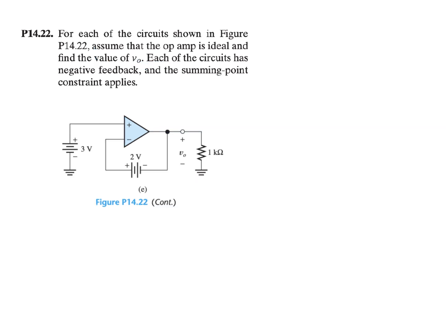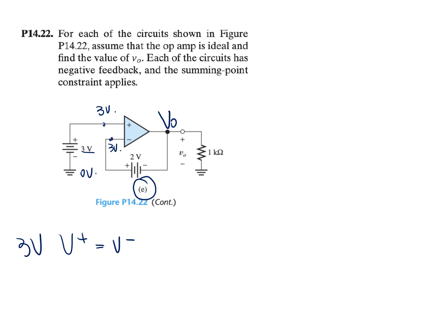Question E. So that's our last question in question P14.22. Again, we need to find V out here. Well, here we know that V plus is equal to, this is ground 0 volt, this is 3 volt, 0 plus 3, that's 3 volt. So that's 3 volt here. So V plus is equal to 3 volt. So we have V minus is also equal to 3 volt.